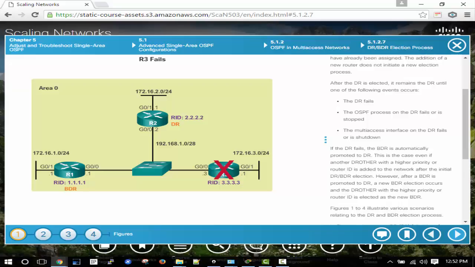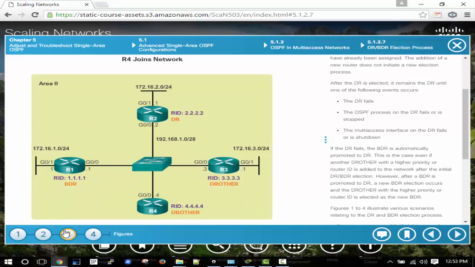So what happens if that guy comes back up? Let's see if it shows us. Oh, he came back up, but he's still the DRother, right? Because we would have to run a whole election process again. So if everybody went down, back up, he'd become the DRother again, or we want him to be the DRother, because if he has to take over, we're going to have to reconverge, and that wouldn't be a great deal, right?